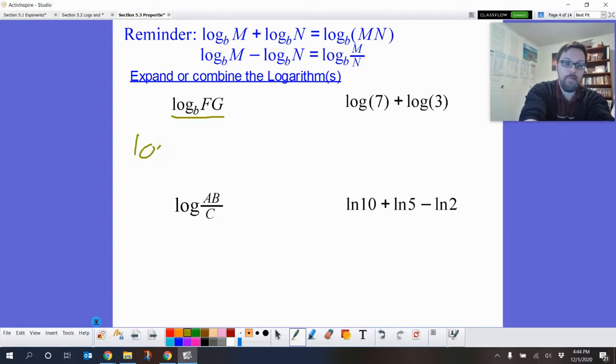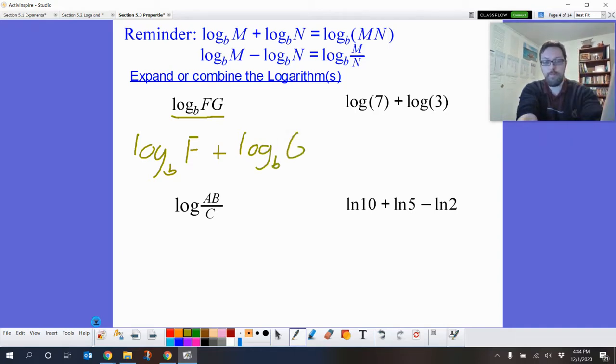Could do log base b of f plus log base b of g, if that makes it easier for me to work with. Maybe I know stuff about log base b of f, but I don't know stuff about log base b of g. So I could separate them out and deal with them individually.